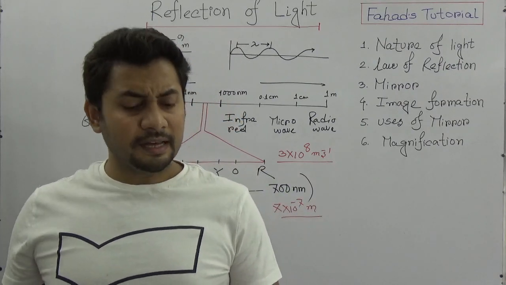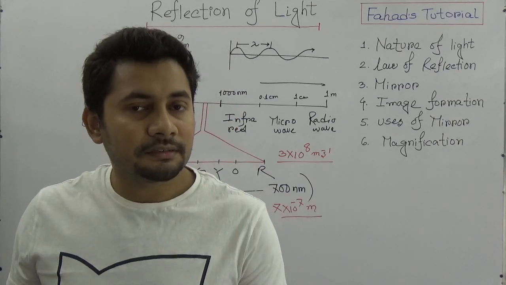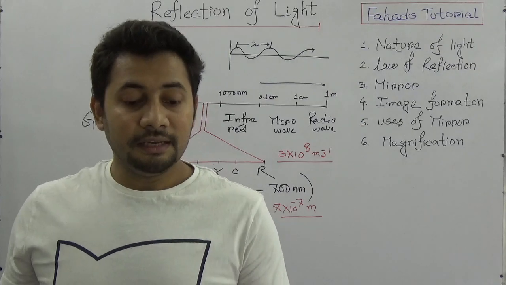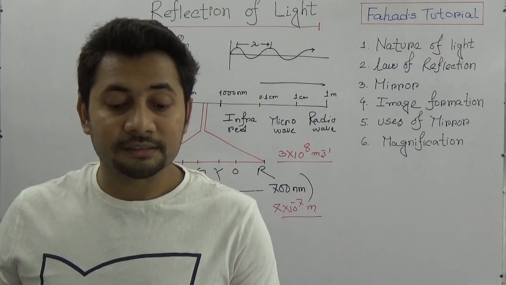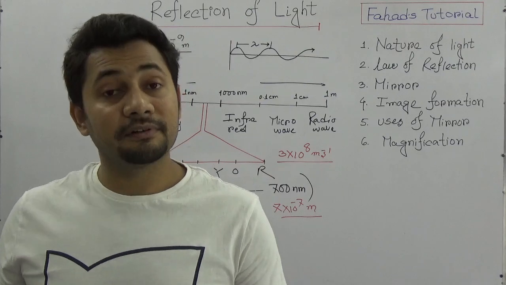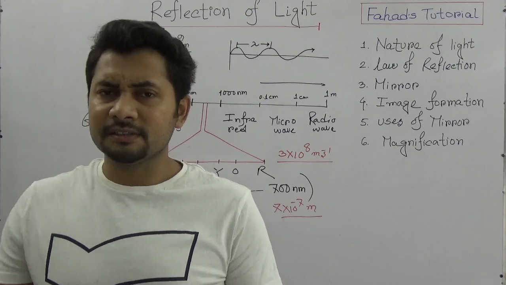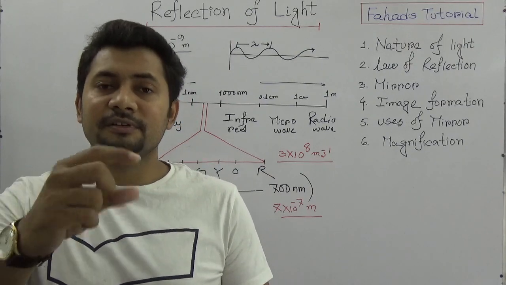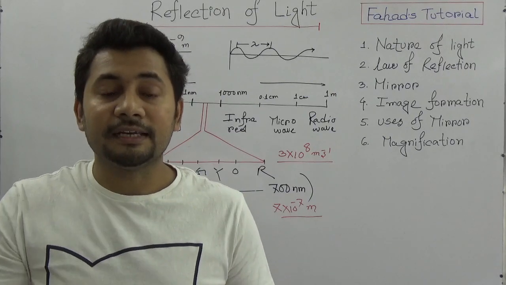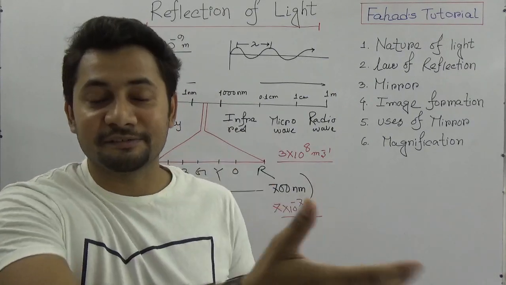Third, there are some other properties like reflection, refraction, interference, diffraction, dispersion, and polarization of light. These are different characteristics of light that will be discussed in the next level.